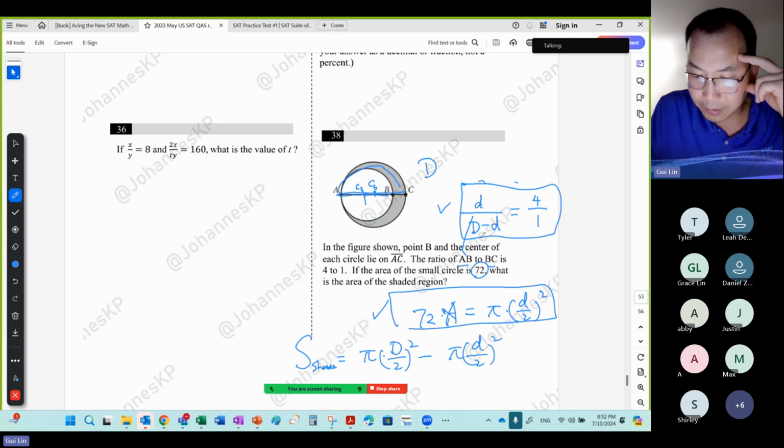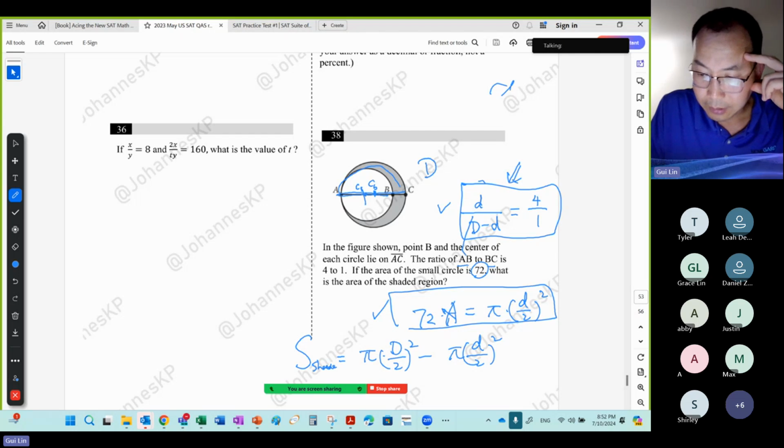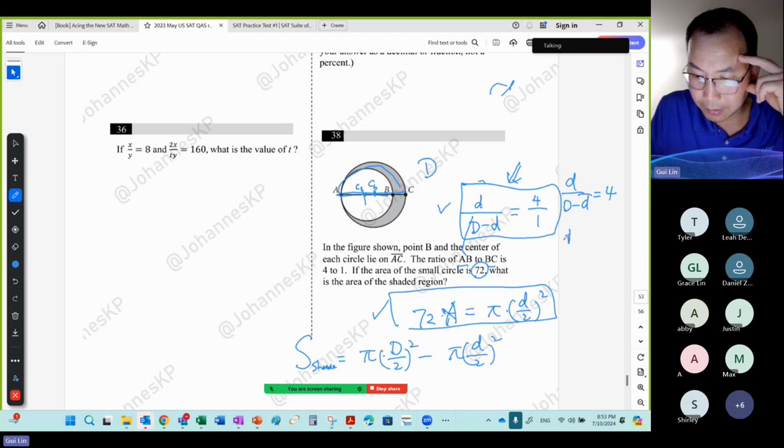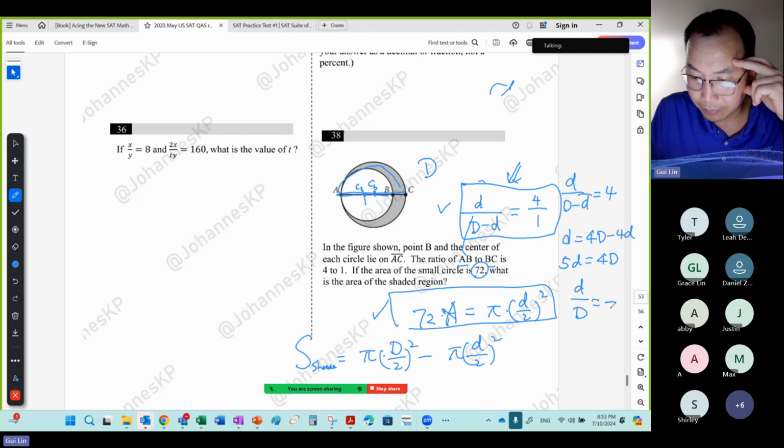All right, let's find out D based on this equation. D over (D minus d) is equal to 4. So you can say D equals 4D minus 4 small d, so 5d equals 4D. So D over d equals 5 over 4; we can build this kind of ratio of length. So it's 5 and 4, right? Did you guys get it?